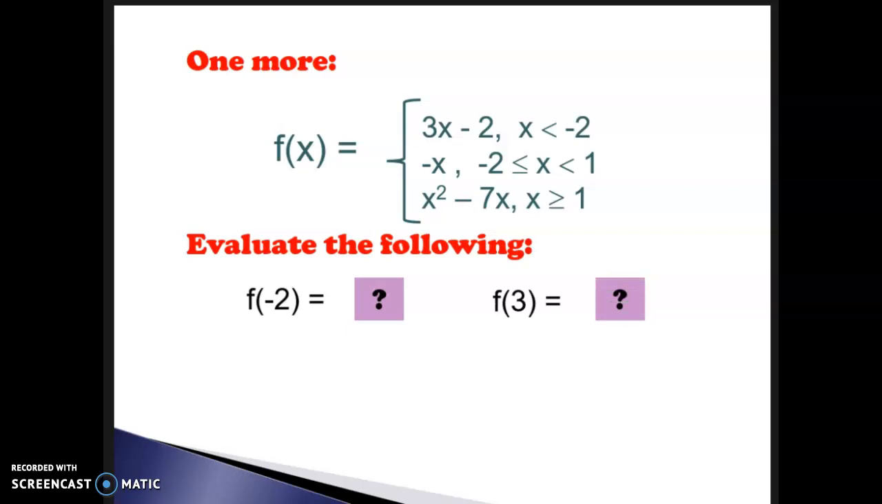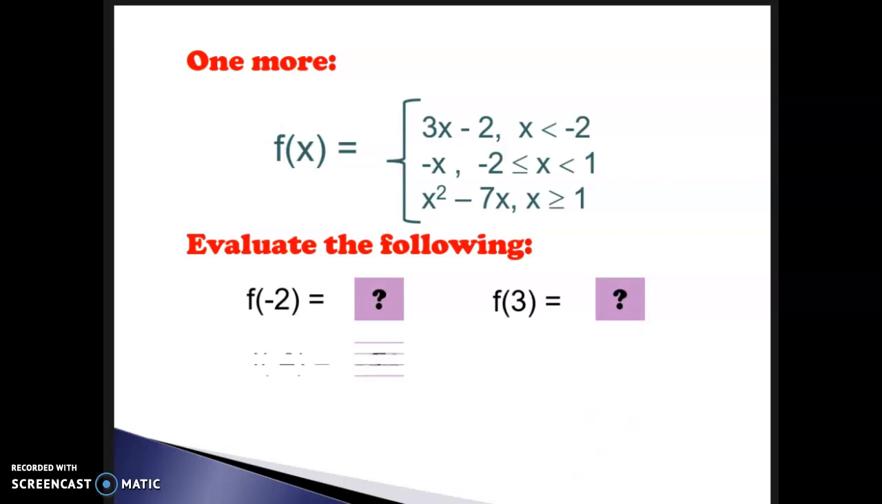Let's try another one, f of 3. Think about which function you would plug that into. If you chose the third function, you're correct because your 3 is greater than or equal to 1. So you want to plug it into that third function. 3 squared is 9 minus 7 times 3. That'd be 9 minus 21, which is negative 12.